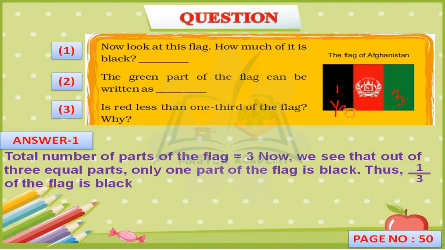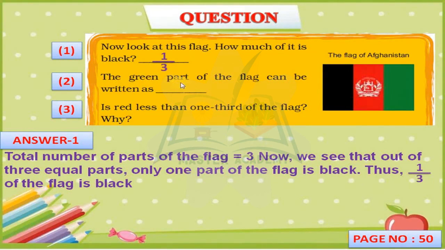1/3. Clear? So I have written the answer here. The total number of parts of the flag is equal to 3. Now we see that out of 3 equal parts, only one part of the flag is black. Thus, 1/3 of the flag is black. So the answer is 1/3, which I have written here.